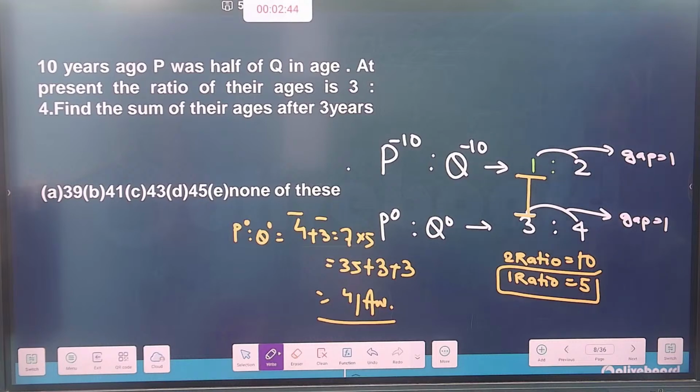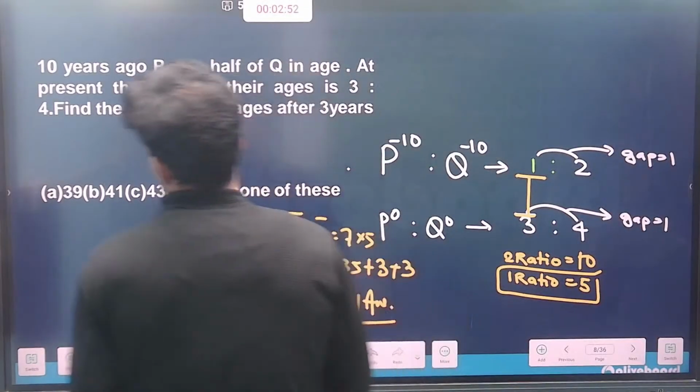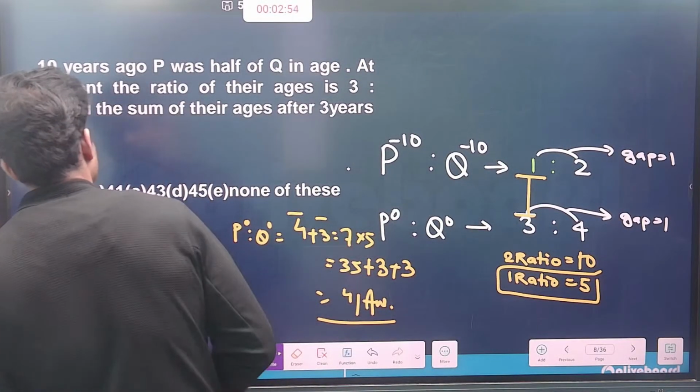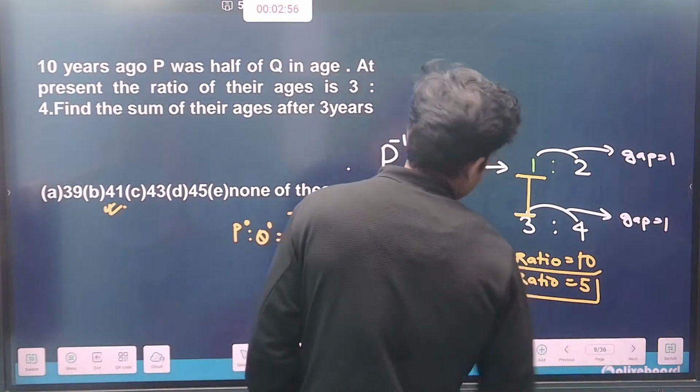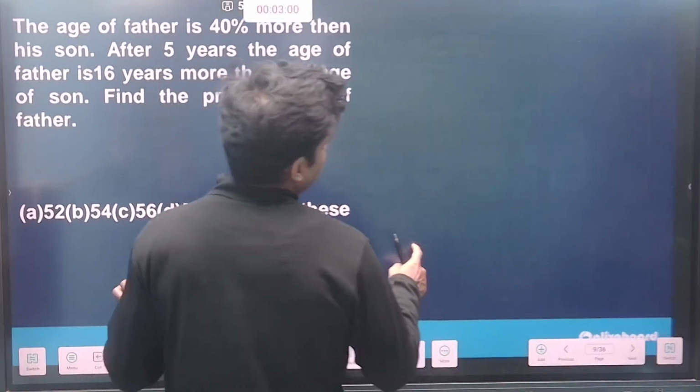It's again, I would say, a very logical, very good question based on ratios. Problem on ages. Let's solve.